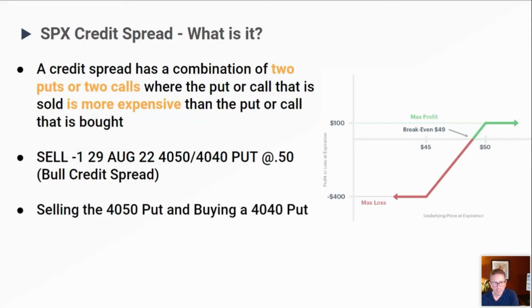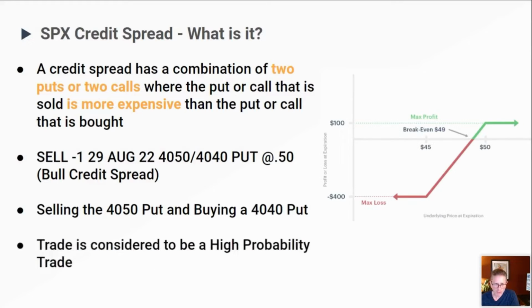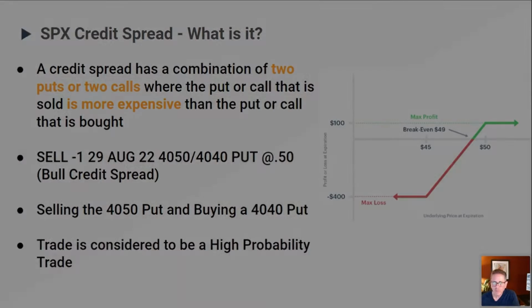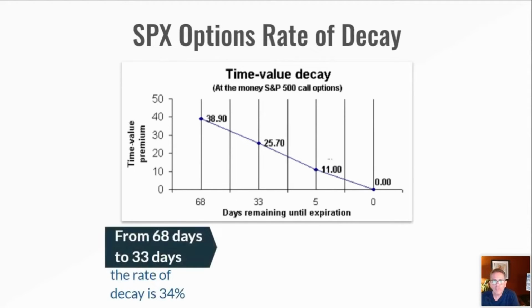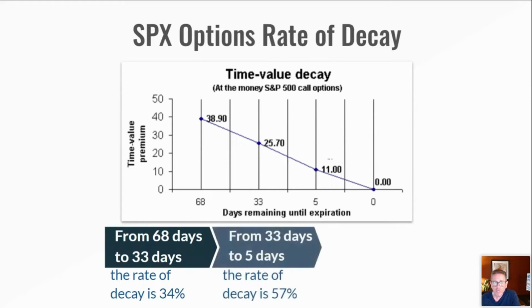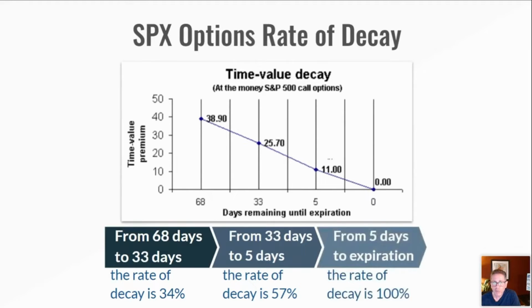Selling the 40.50 and buying the 40.40 put, this trade is considered to be a high probability trade, and we'll talk about why as we go through these sections. Number one, if you look at the SPX options rate of decay, and this is a call spread, from 68 days to 33 days, the rate of decay is 34%. From 33 days to 5 days, the rate of decay is 57%. And from 5 days to expiration, the rate of decay is 100%. So we're looking at the back half of this, from 5 or 7 days to expiration. That decay really happens very quickly.